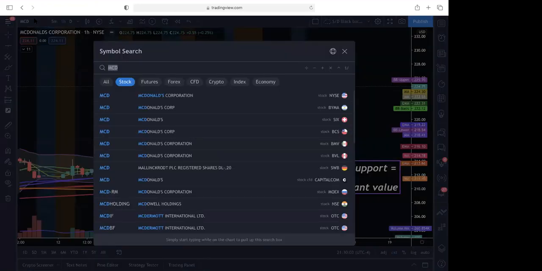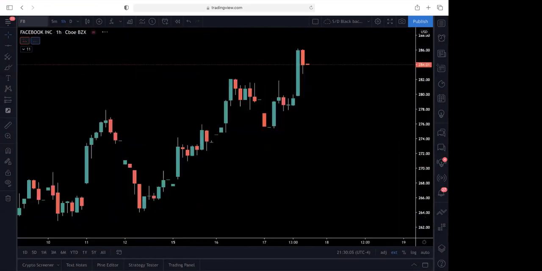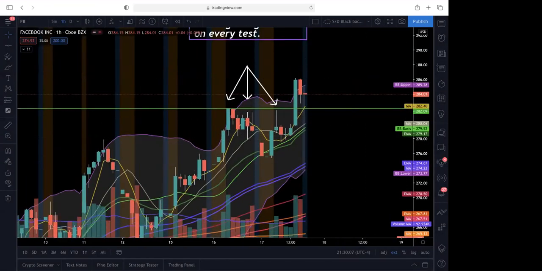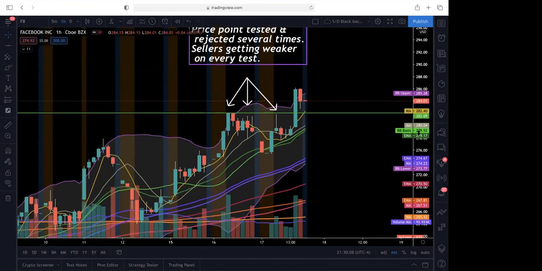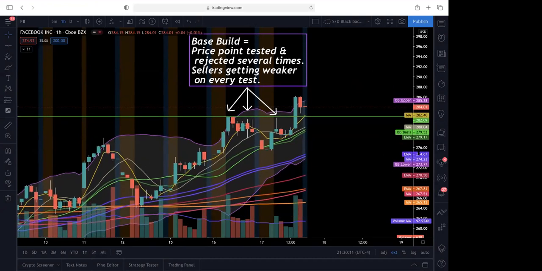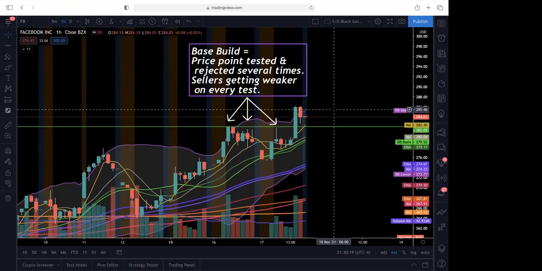Another one I want to look at, very popular one people have been trading, is Facebook. I really like to trade the names that are being talked about a lot, because you want to follow the volume, right? You want nice price action when you're trading. So in this scenario, what we're looking at is something called a base build, which is essentially a price point that's been tested and rejected several times, right?